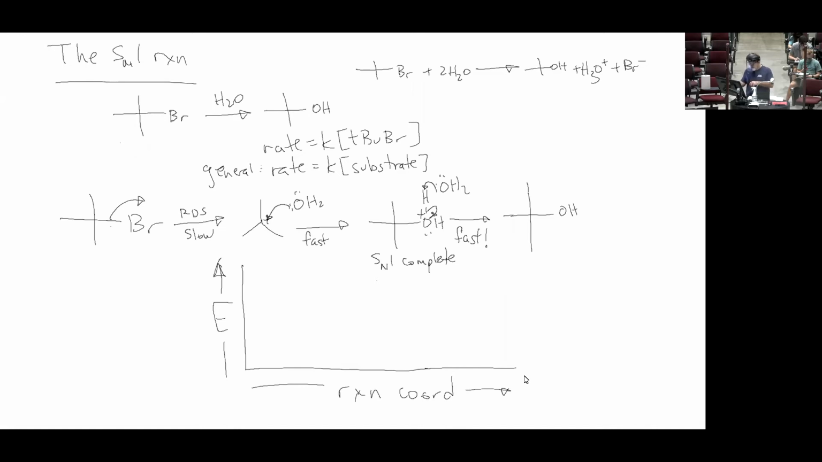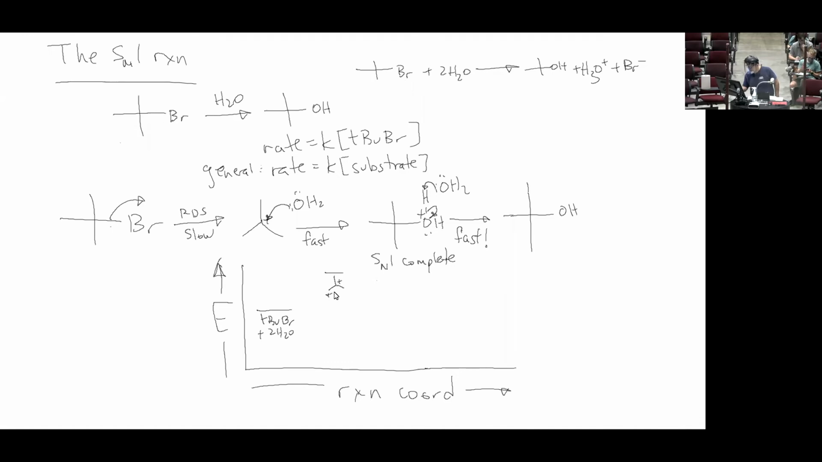So energy in some sense on the vertical axis, right? Reaction coordinate on the horizontal axis. Certainly at the beginning, and here again, I'm going to refer to the balanced equation here. But somewhere on here, we're going to have our starting materials. This will be our tert-butyl bromide plus 2 water molecules. And we'll, again, be careful that everything's balanced all the time. After the first step, we're going to go up to our carbocation intermediate.